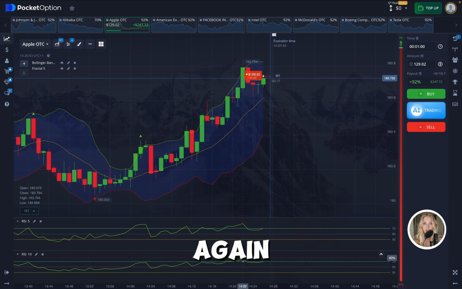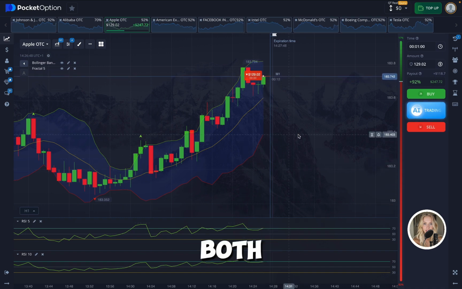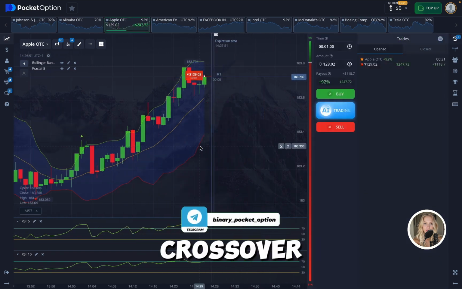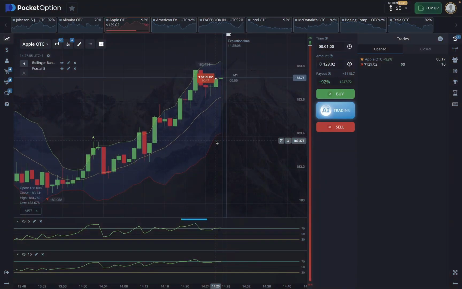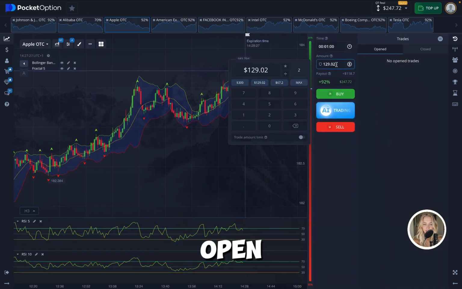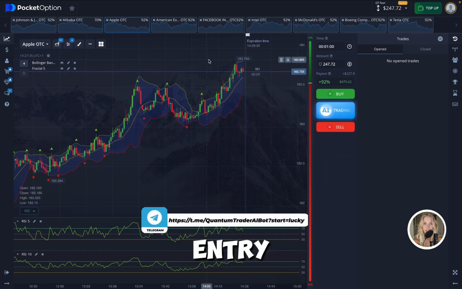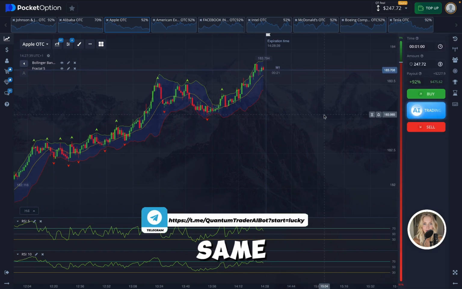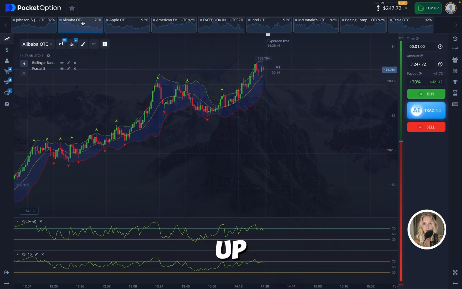In our case, it is again an exit from the overbought area. From the top to the bottom, both oscillators have shown a crossover, so we can open a downside position here. It's also very simple. Let's look at the result. And the position closes again in plus perfectly. We also open a further position at the maximum amount. As you can see, we had two identical entry points and logic, and positions closed in plus without problems. Let's continue and pick up the next asset.